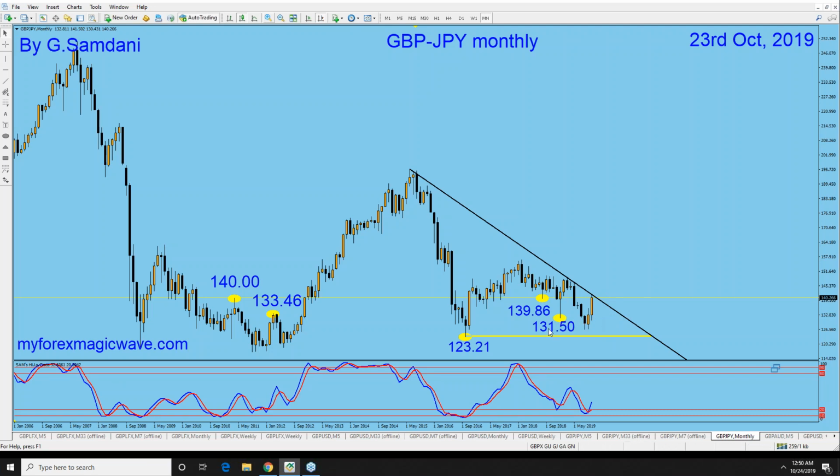Which is coming exactly around this area. That's why I'm mentioning this one as well. So 131.50 would be the target if we start dropping in pound yen. Of course, pound yen is going to drop because of the pound weakness, and all pound pairs will drop respectively. Okay, so this is how it is. And who was that? Joey.